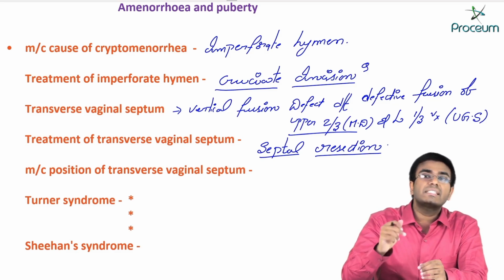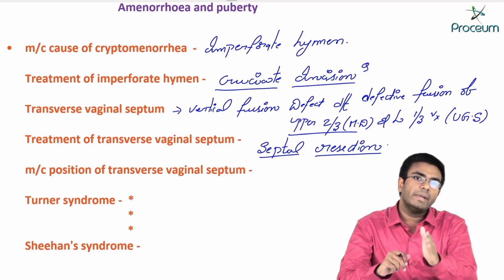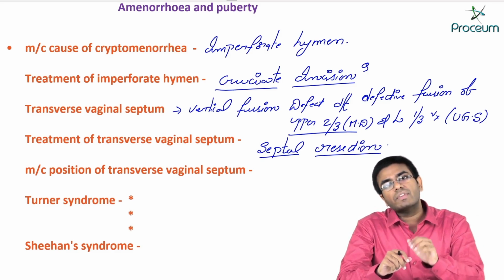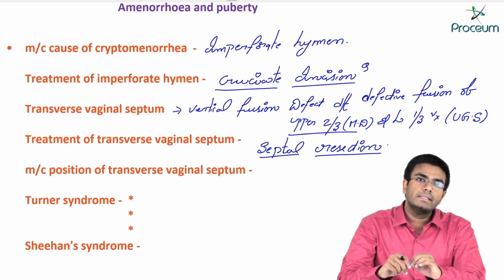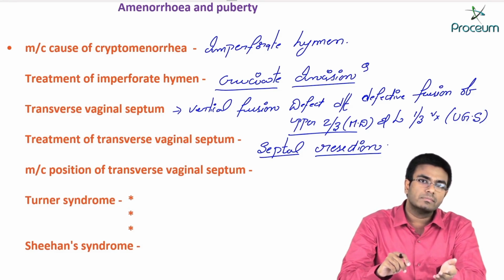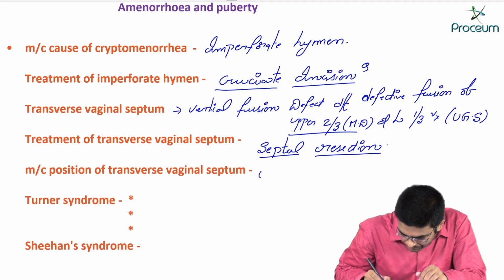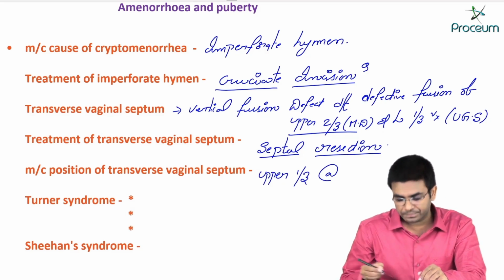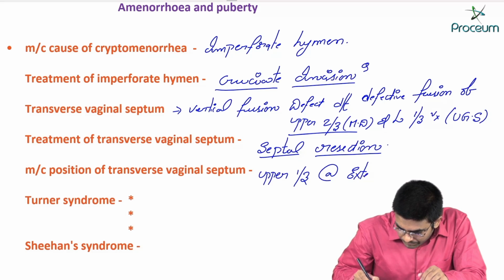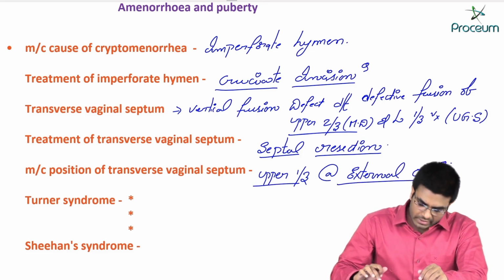So where do we have the septum? See, usually the vagina is divided into three parts: upper one third, middle one third, and lower one third. Most of the time, the septum is present in the upper one third of the vagina at the level of the external os, that is the cervical os. Now, the most common position of this transverse vaginal septum is the upper one third at the external os. Important MCQ.